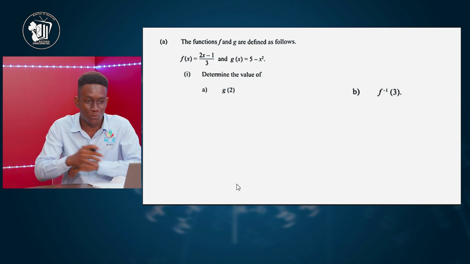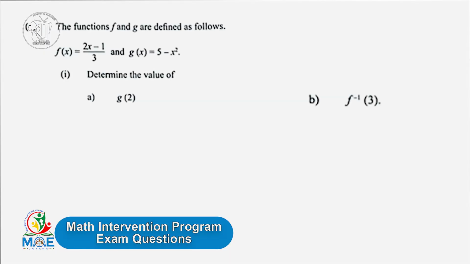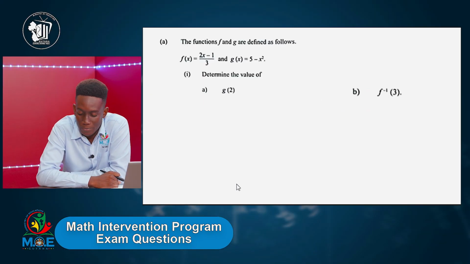So let's head into our fourth set of questions. So this question says, the functions f and g are defined as follows. We have f of x is equal to 2x minus 1 all divided by 3, and g of x is equal to 5 subtract x all raised to the second power. And they ask us to determine the value of g of 2.